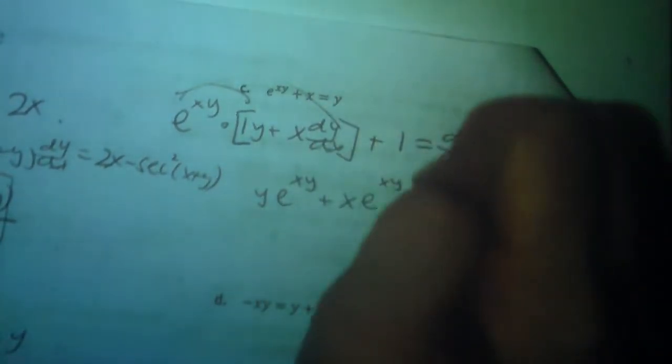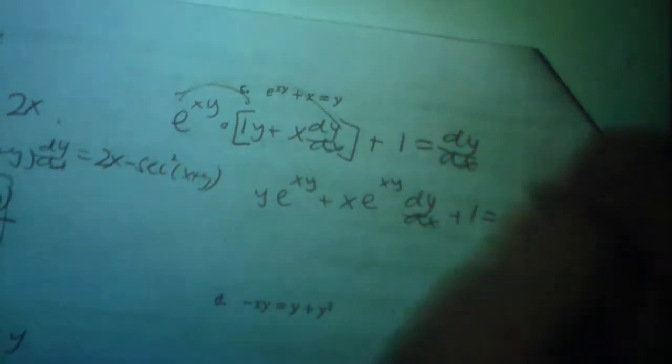Let's see, derivative of e to the something is just e to the something, but then you need to multiply by the derivative of the inside. Derivative of the inside would be product rule with x and y, so 1y plus x dy/dx, plus derivative of x is 1, derivative of y is dy/dx. Distribute, so this is y e^(xy) plus x e^(xy) dy/dx plus 1 equals dy/dx.